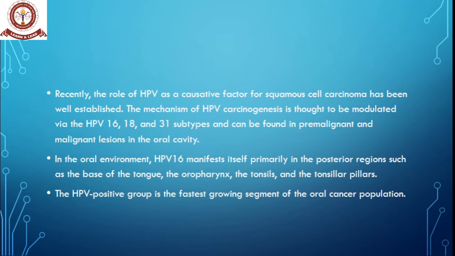The mechanism of carcinogenesis in case of proliferative verrucous leukoplakia is modulated via the human papilloma virus subtypes, that is 16, 18 and 31. These are found to be associated with pre-malignant and malignant lesions in the oral cavity. HPV manifests itself primarily in the posterior regions of the oral cavity, that is base of the tongue, oropharynx, tonsils and tonsillar pillar. The HPV positive group is the fastest growing segment in the oral cancer population, yet many of us are unaware of it.